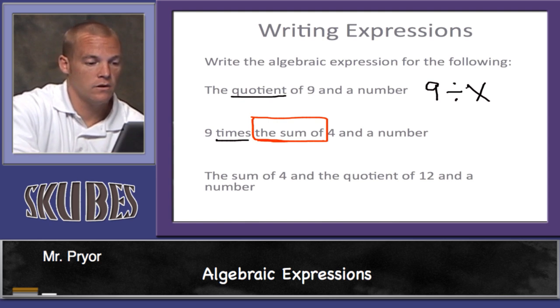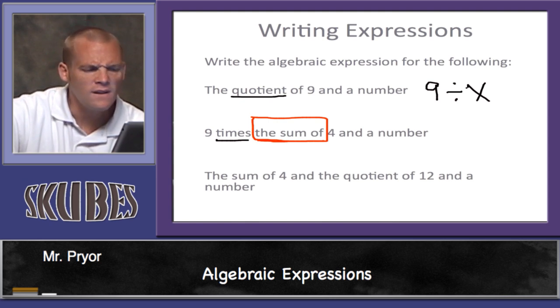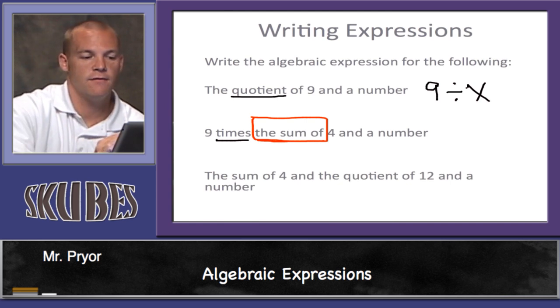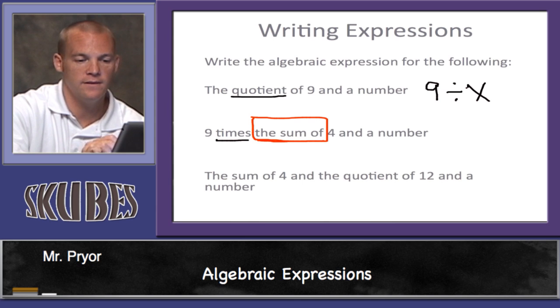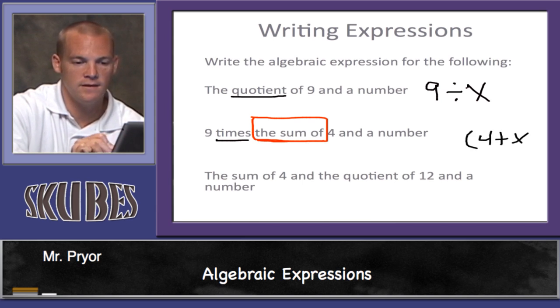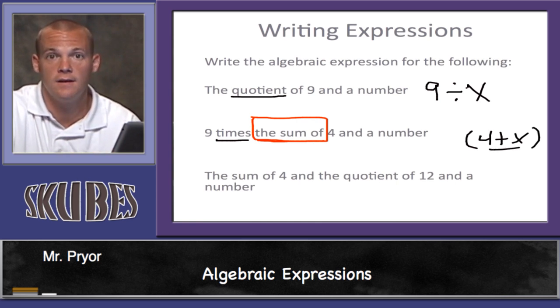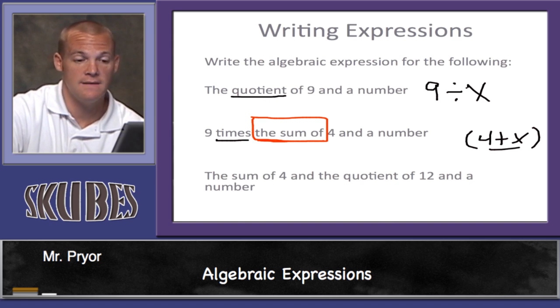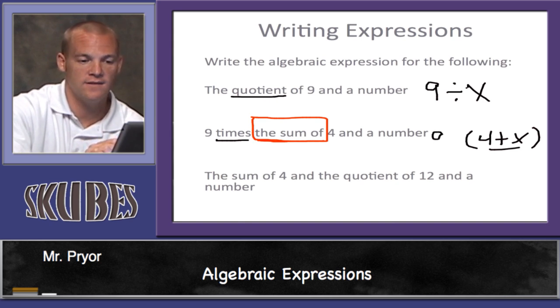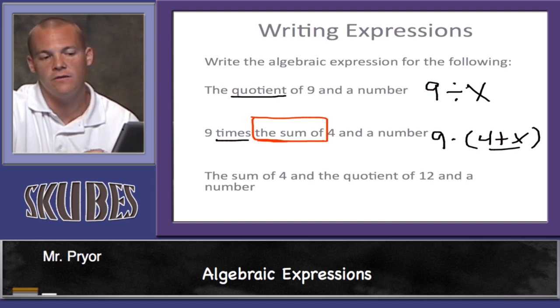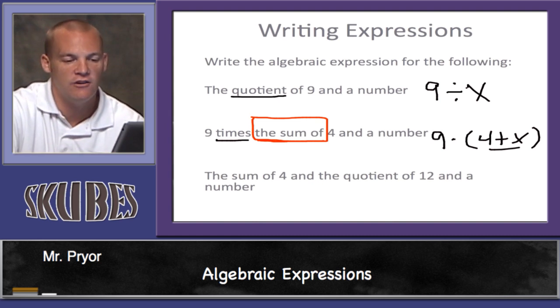So, we're going to rewrite this out. 9 times the sum of 4 and a number means that 4 and a number would go in the parentheses. 4 plus x in the parentheses, because the sum of 4 and a number would be 4 plus x. Now 9 times that would mean that 9 then would be outside the parentheses. Now you can write it just like that. You can also put a multiplication sign in there, a little dot, or the little x for the multiplication, but that's how this expression would be written out.